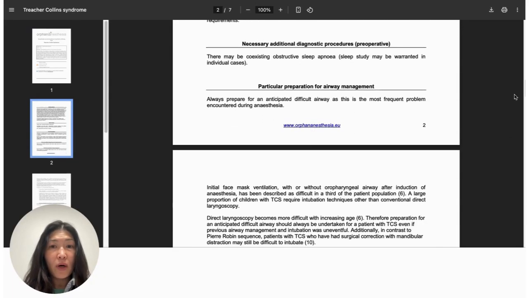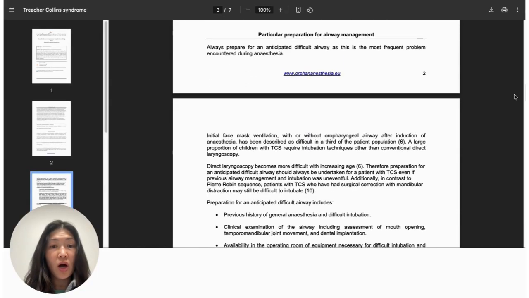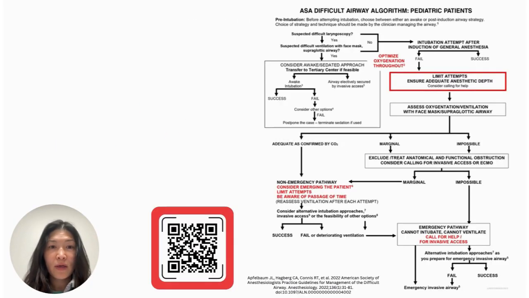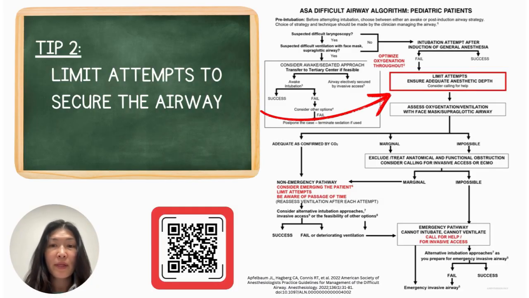For example, one particular concern for Treacher-Collins syndrome is that difficult laryngoscopy becomes more difficult, not less difficult, with age. The Open Anesthesia summary I shared earlier also includes links to guidelines and frameworks for managing the pediatric difficult airway. This includes the ASA difficult airway algorithm, which was updated in 2022 to include pediatric patients. In this red box, you will find tip number 2: limit attempts to secure the airway.